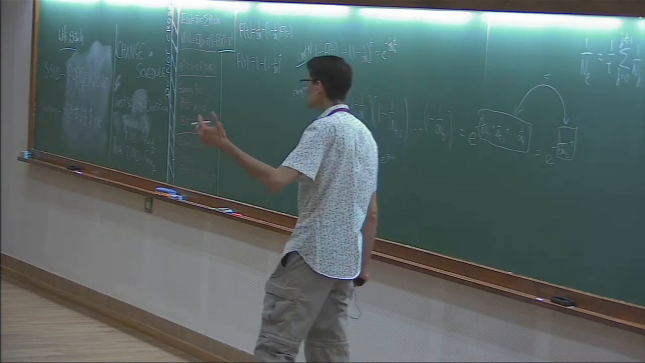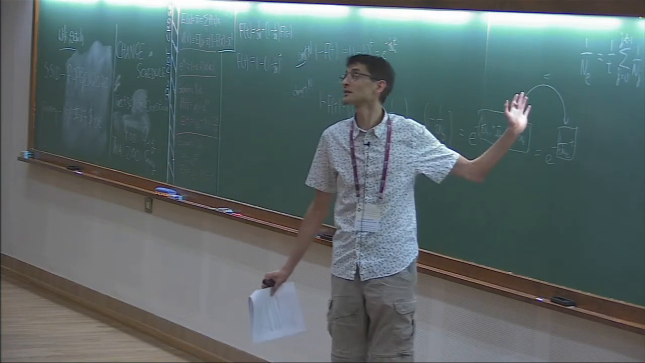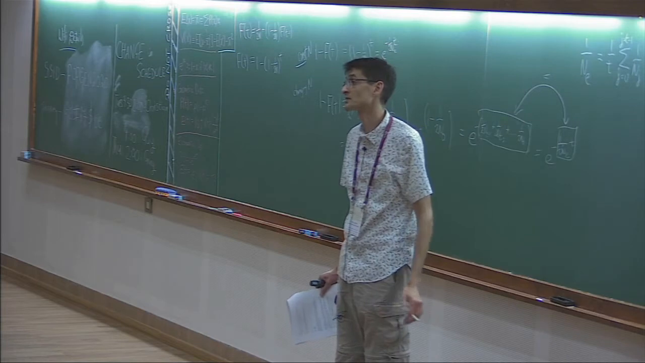Well, T here is representing the number of generations, so it's dimensionless.